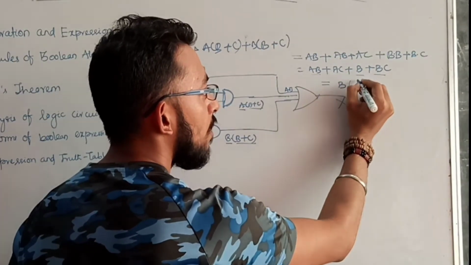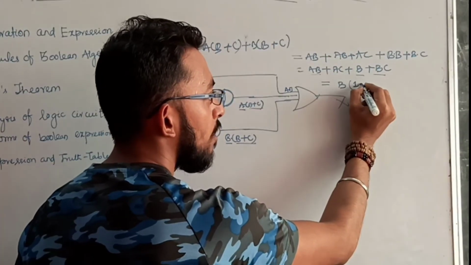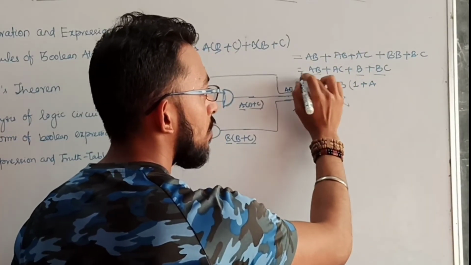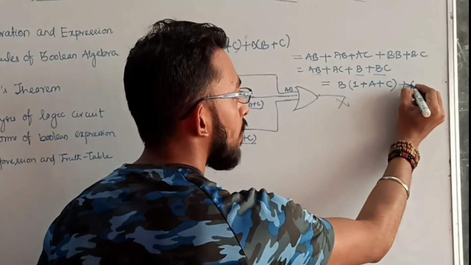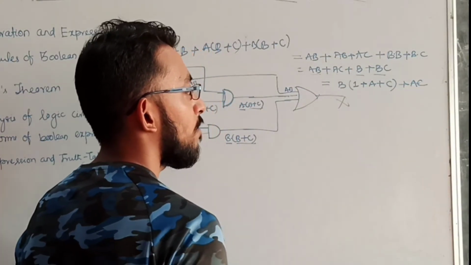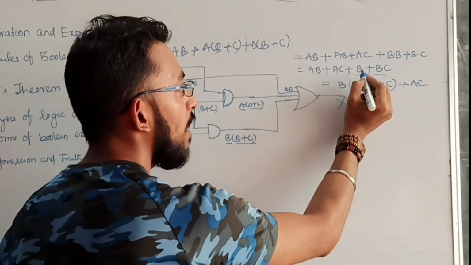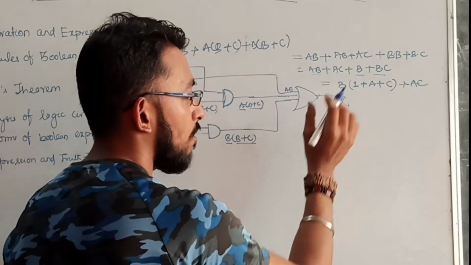What will be left? B, 1 from here, this B, A from this term, and plus C from this term. And then another AC is there, whatever it was before. What I did, I just took B common from the three terms.